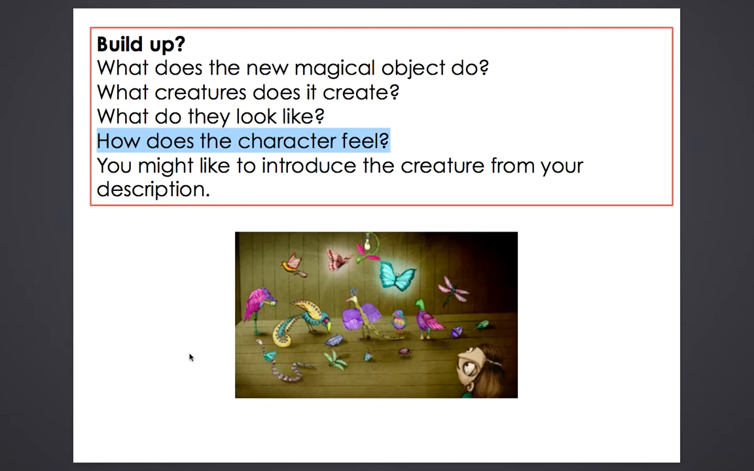Okay, right, so if you pause the video now, have a go at the build-up box. Things to think about: what comes out of the new magical object, what creatures, what do they look like, and how does this make the character feel? You might like to add when, at what time, they come out of the object. Maybe you could stick to the black hat story and have the objects come out at night when the boy is sleeping, or the girl. Okay, have a go at that now.